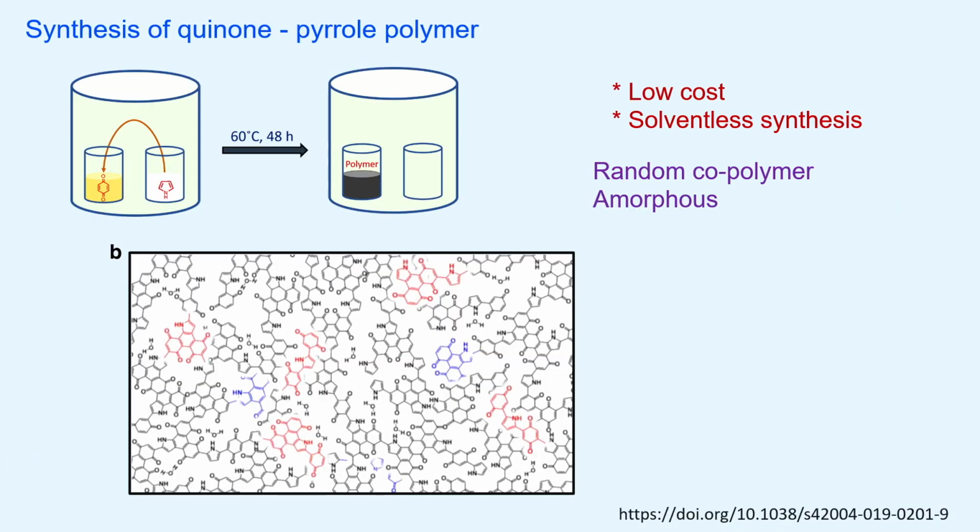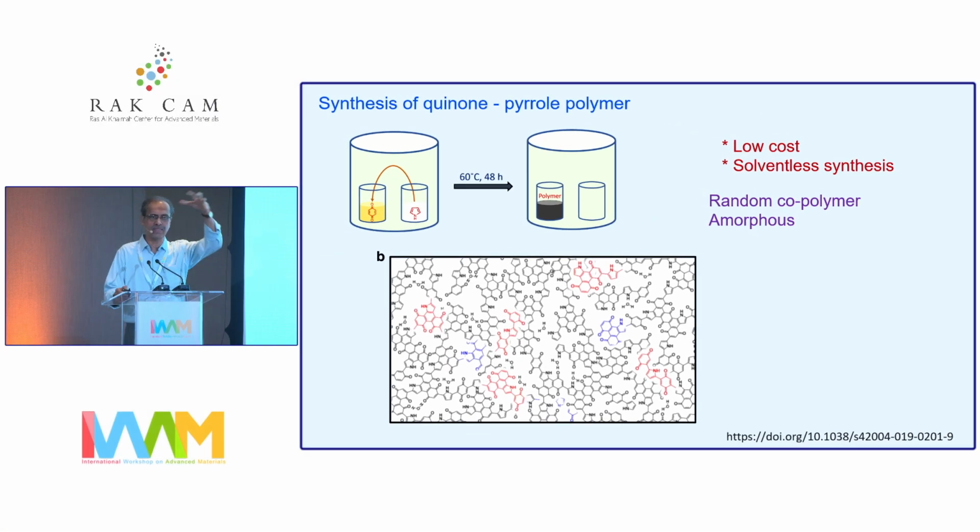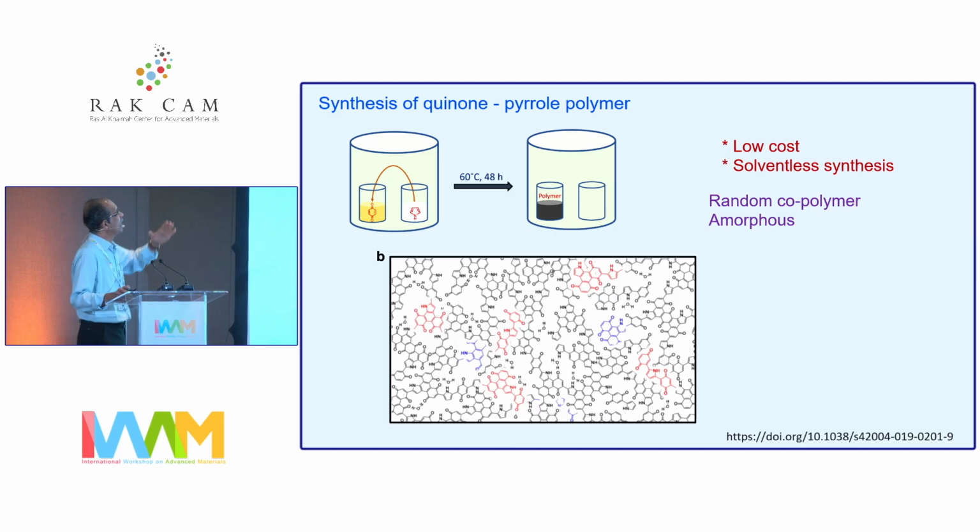And this is a polymer that was looked at, and this is a random copolymer. It's quite an amorphous material, easy to synthesize. Essentially what you have is a quinone and a pyrrole. Just put it in 2 beakers and then keep it under ambient conditions for a long time. So you leave it for a long time, and what happens is the pyrrole goes into the quinone, slowly diffuses, and you start to see the polymer.